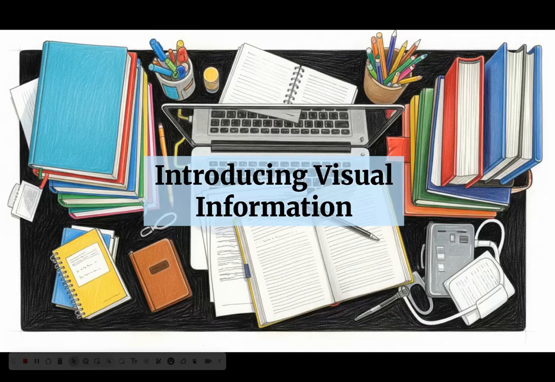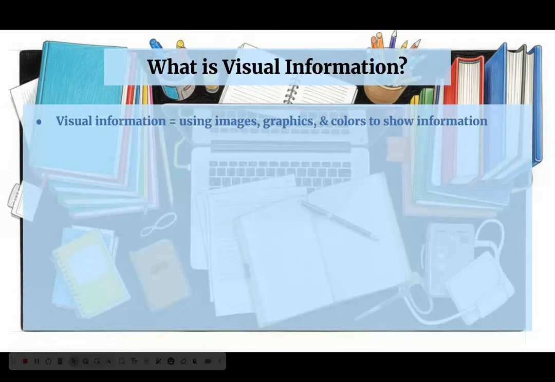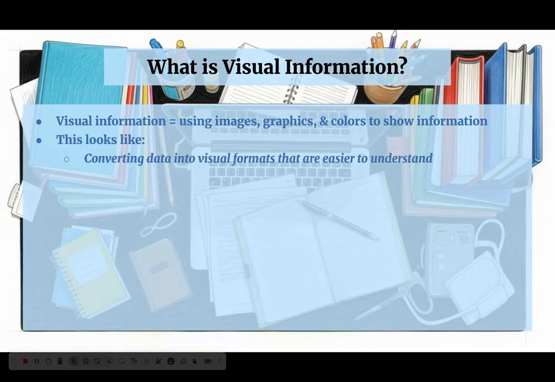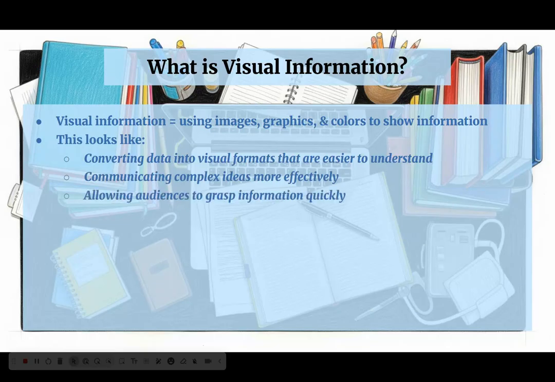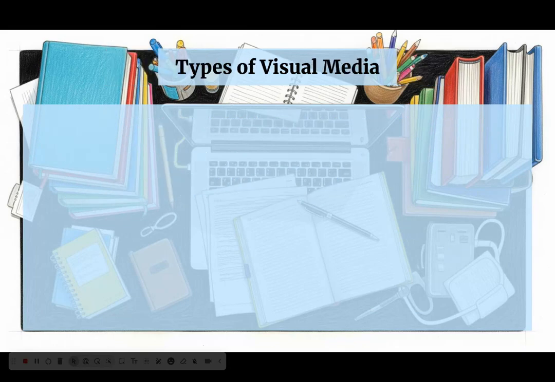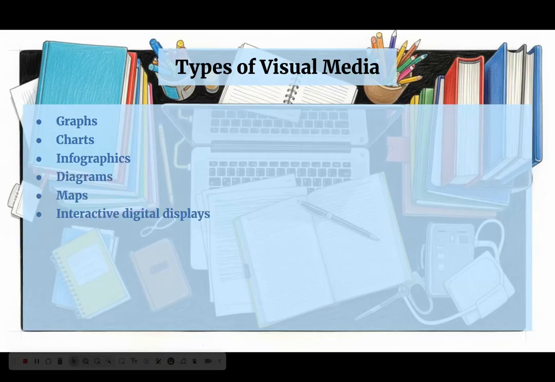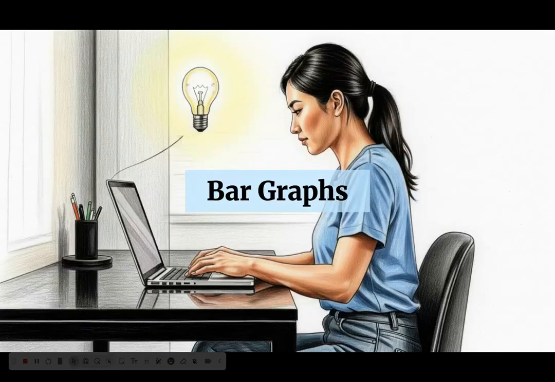Let's talk about introducing visual information. What is that? It's just using images, graphics, and colors to show information. So this will look like converting data into visual formats that are easier to understand, communicating complex ideas more effectively, and allowing audiences to grasp information quickly. So there's different types of visual media. Today we're mostly going to talk about graphs, charts, and infographics, but just know you can also have diagrams, maps, or interactive digital displays as types of visual media.